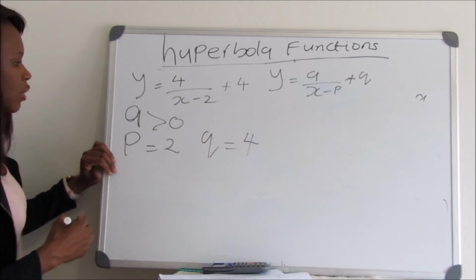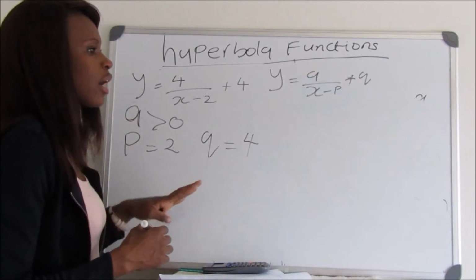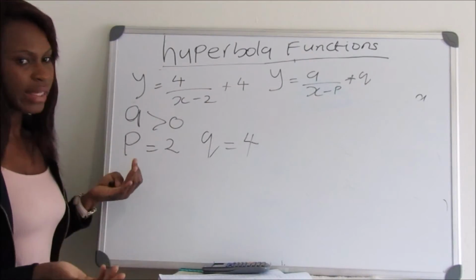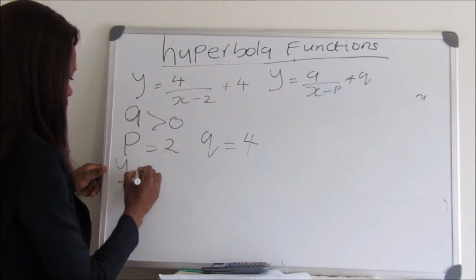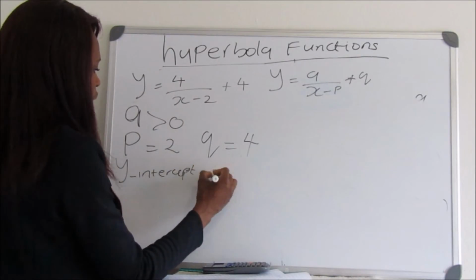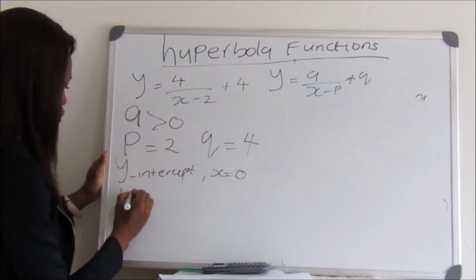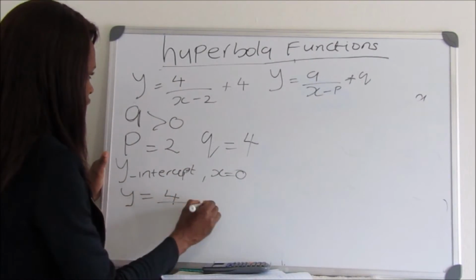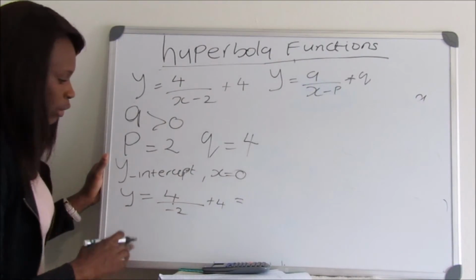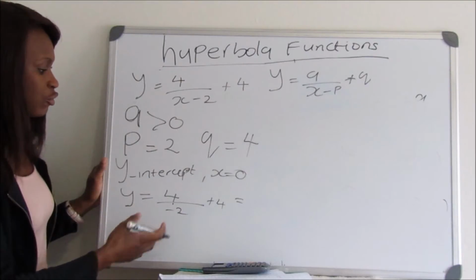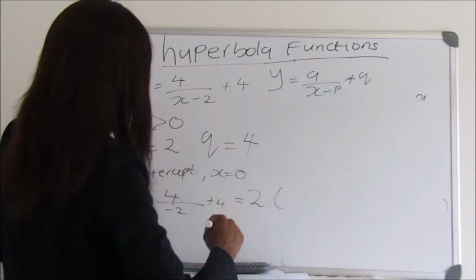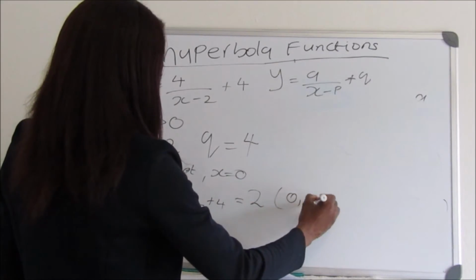Then another thing we must do, the same as with parabola graphs, straight line graphs and any other graph, is find the x and the y intercept. To find the y-intercept, we make x equal to 0. Then y equals 4 divided by 0 minus 2, plus 4. That is 4 divided by negative 2, which is negative 2, plus 4, which gives us 2. That means the coordinate for the y-intercept is (0, 2).